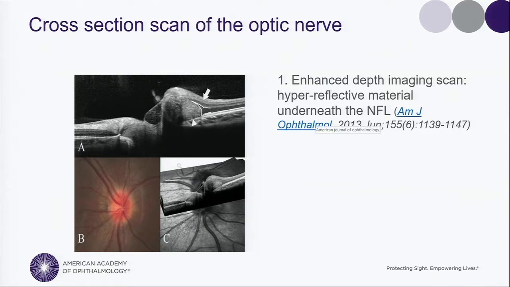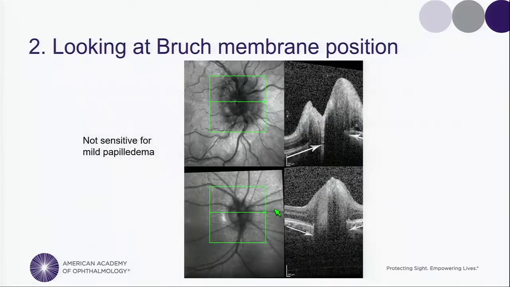The other protocol we look at is the cross-section scan of the optic nerve, and this paper came out in 2013 in Ophthalmology. Basically, they did enhanced depth imaging of the optic nerve, and what they found is that little hyperreflective material underneath the optic nerve correlated with the presence of optic nerve head drusen, and lots of people were happy about this information.